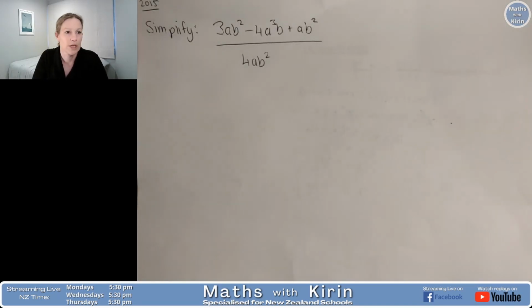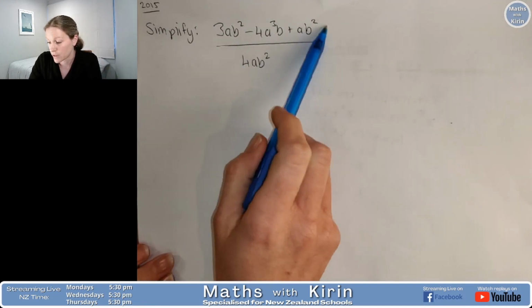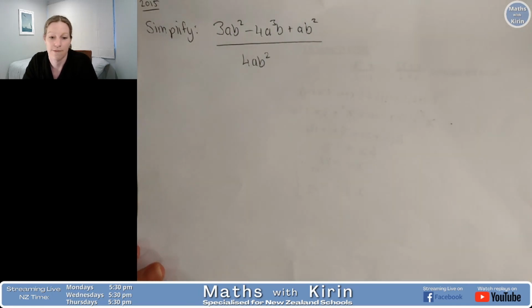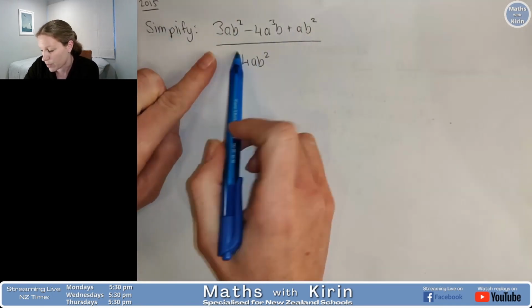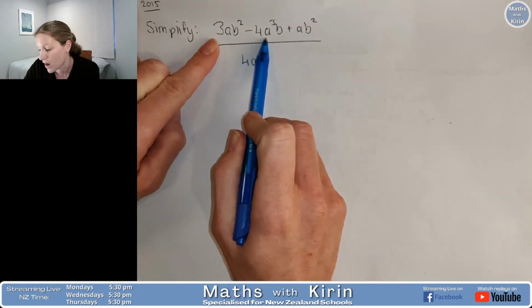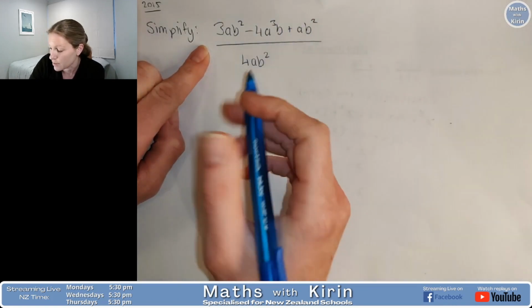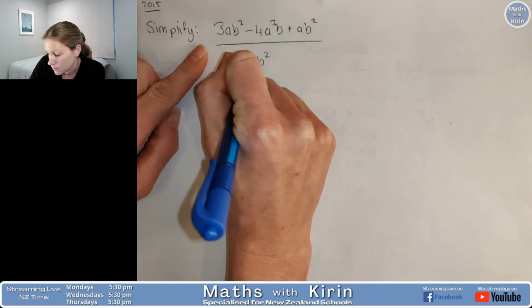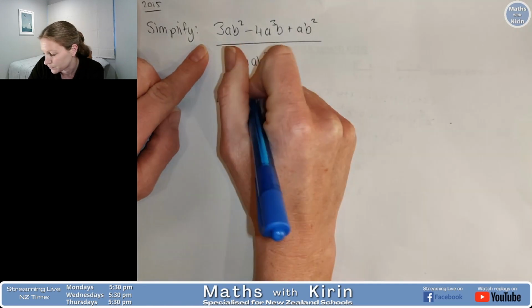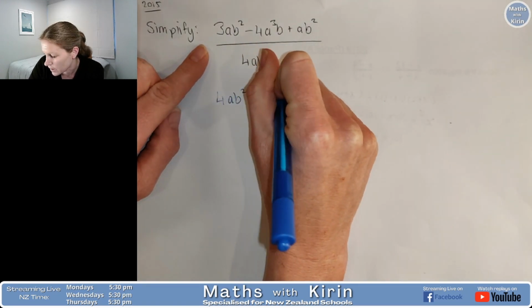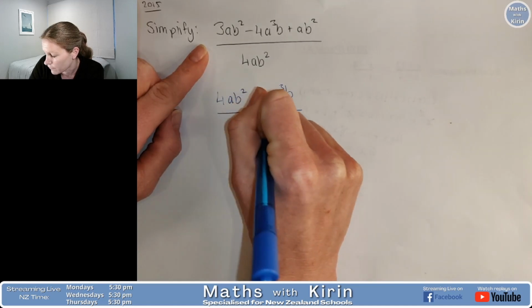Okay, so the first one, if I bring it up for you, is from a 2015 paper, and it's just asking us to simplify this fraction. The first thing that we want to do is simplify that top line, because we can see that we've got some like terms there. So simplify that first, and then we'll see what happens. We've got 3ab squared minus 4a cubed b plus ab squared. So the 3ab squared plus ab squared gives us 4ab squared. We've still got our minus 4a cubed b, and we're dividing that by 4ab squared.